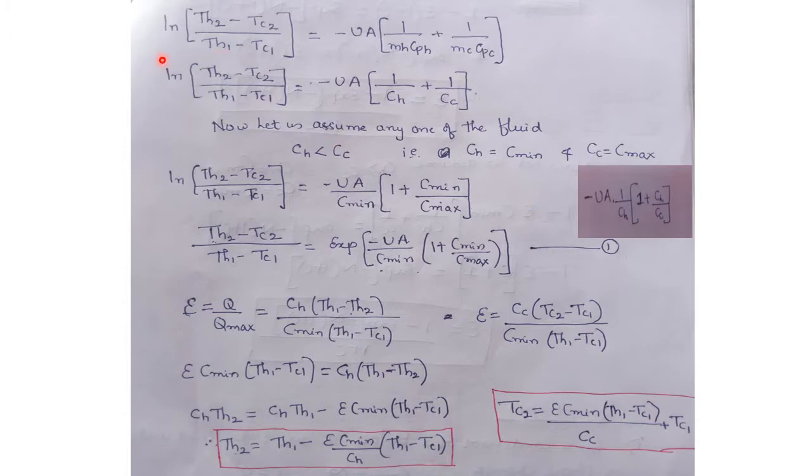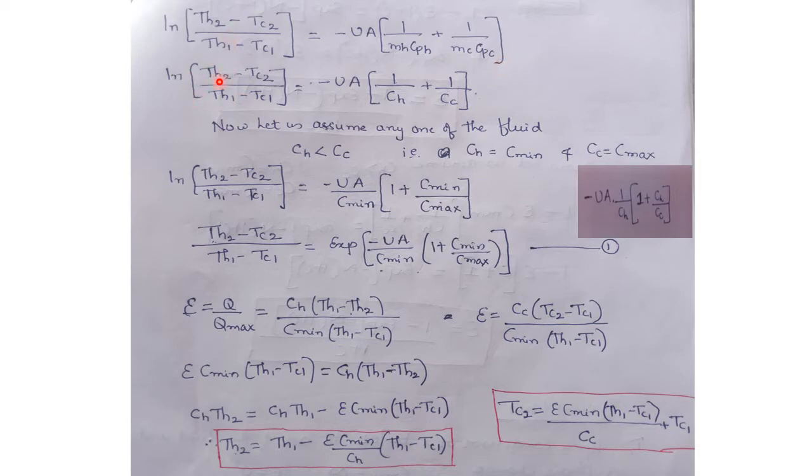So in the LMTD method for parallel flow heat exchanger, we have already derived this equation: log of (Th2 minus Tc2) divided by (Th1 minus Tc1) is equal to minus U into A, the bracket 1 divided by mh into Cph plus 1 divided by mc into Cpc.